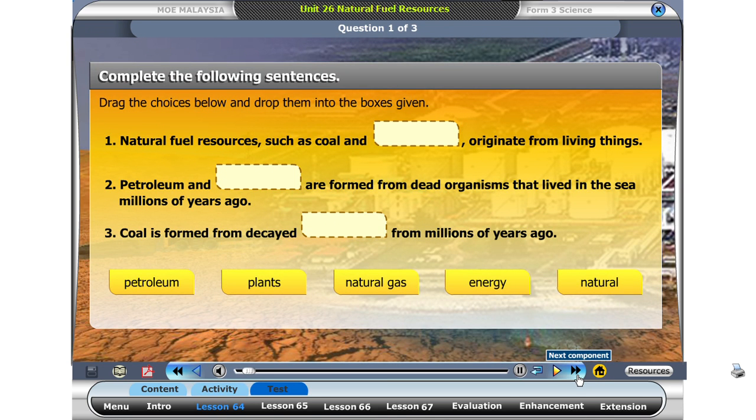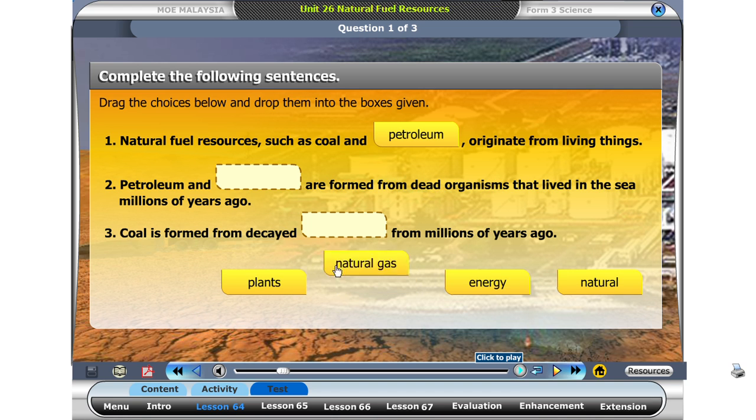Complete the following sentences. Drag the choices below and drop them into the boxes given. That is correct. That is correct. That is correct.